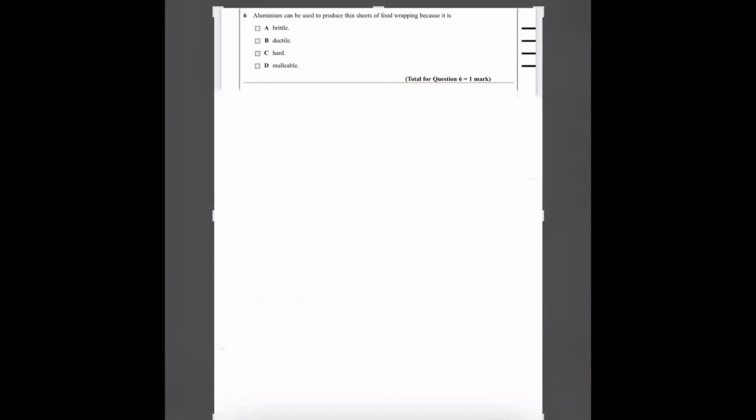Question 6. Aluminium can be used to produce thin sheets of food wrapping because it is. So basically, to make thin sheets of food wrapping, we take a large block of aluminium and we exert a force from this direction and this direction until it is as thin as paper, right? So basically this is compressed and it becomes this shape and then it becomes just a straight aluminium sheet, right? So basically we have a compressive force here.